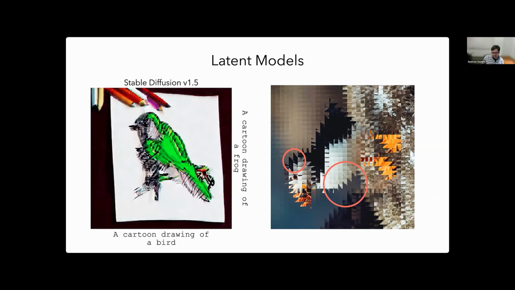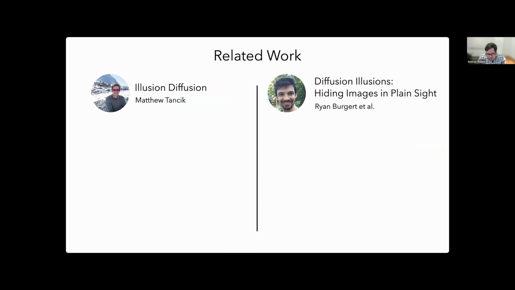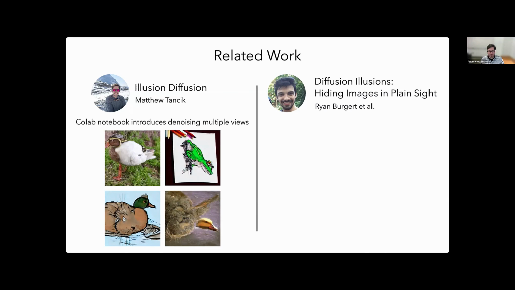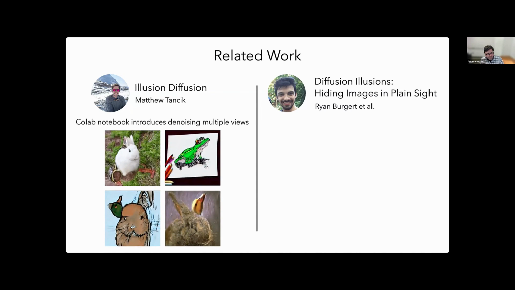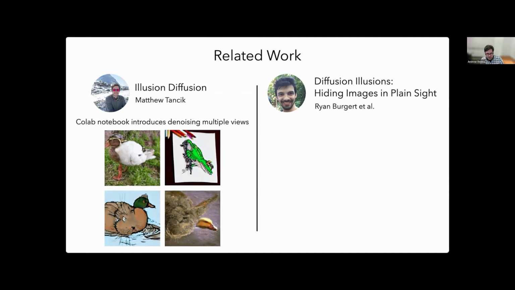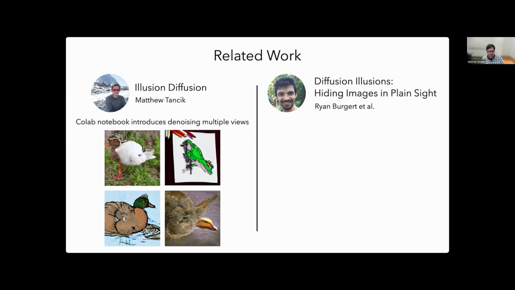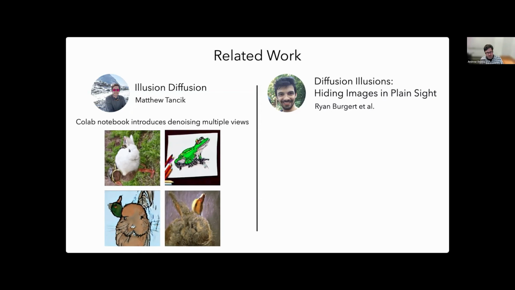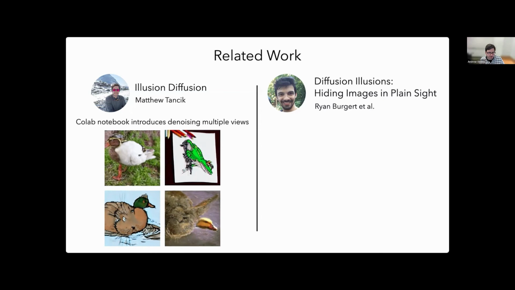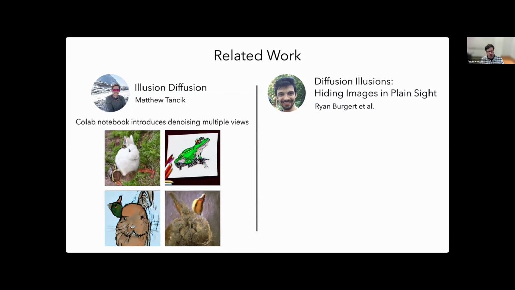I want to point out two really great, closely related works that have also come out this year, and that actually appeared before ours. One is Illusion Diffusion by Matt Tancik. He has a Colab notebook online with a very similar method, and they posted these four images of rotation illusions where the images are rotated 90 degrees. They were using latent diffusion, so they end up with some of these artifacts, but you can see they have the same core idea.